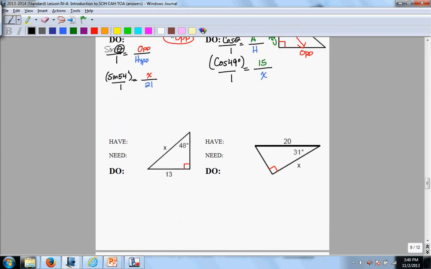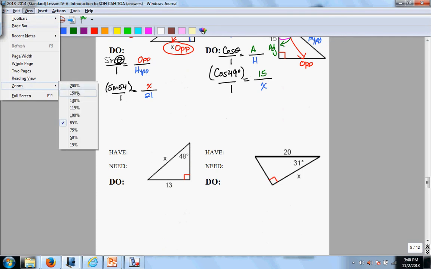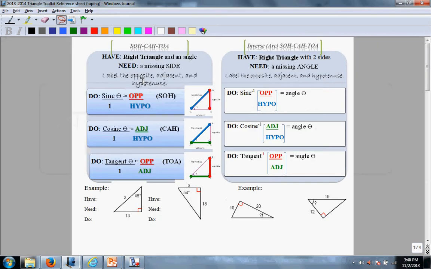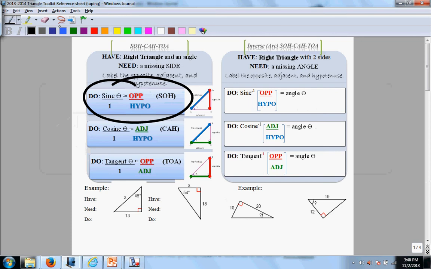Taking a look here at these two. Here we sweep the angle, you label the opposite, which in this case is 13. You label your adjacent side, and you label the hypo, which is across from the right angle. We have the opposite. We want here the hypo. I have an OH combo. And again, you go look at your reference card. What goes with OH? And that's going to be sine.